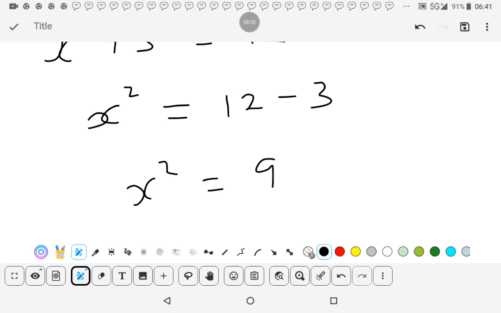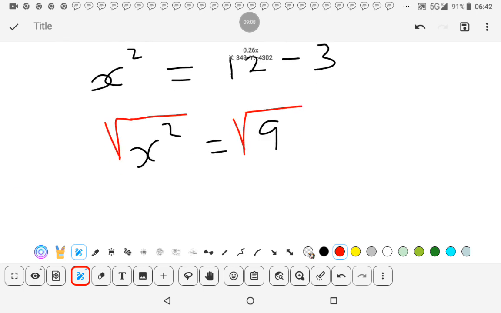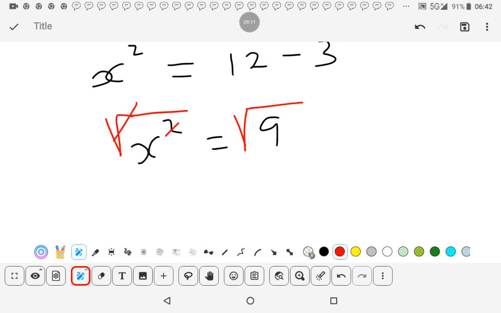But you are not calculating for x squared now. You want to calculate for x, not x squared. So how do you get rid of x squared? By taking the square root of both sides. Remember that square root always cancels square, so they cancel each other. So this will be the square root of x squared equals the square root of 9. The square will cancel the root, and you'll be left with x is equal to the square root of 9.